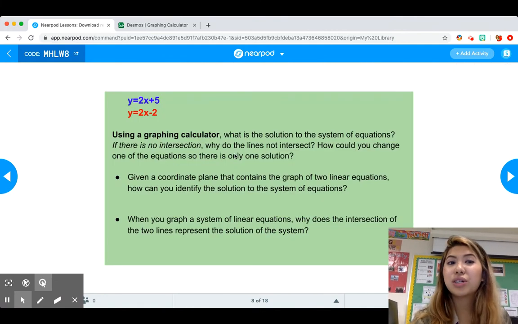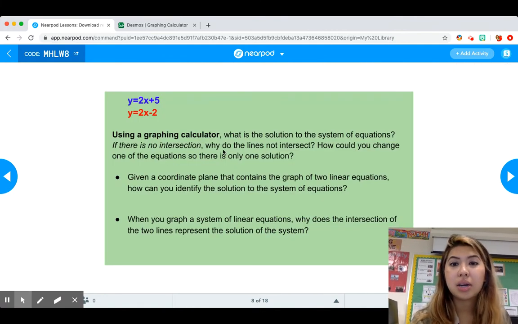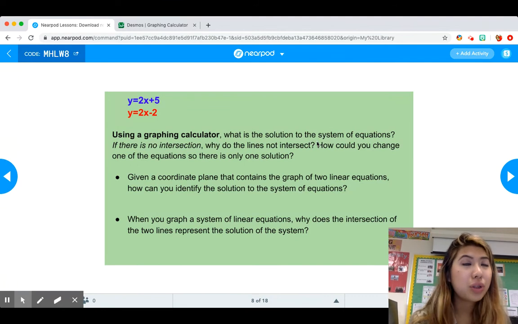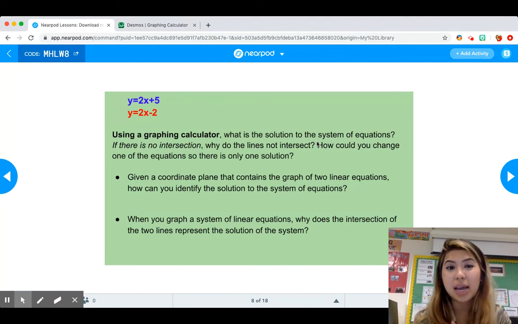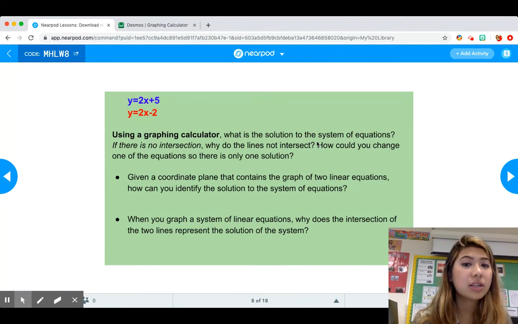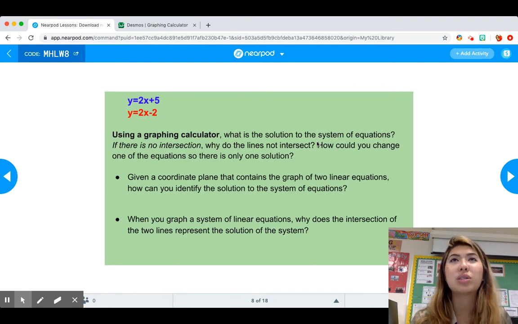So that answers this first question on whether there's a solution. No, there's not a solution because they don't intersect, and the lines do not intersect because the slopes are the same.